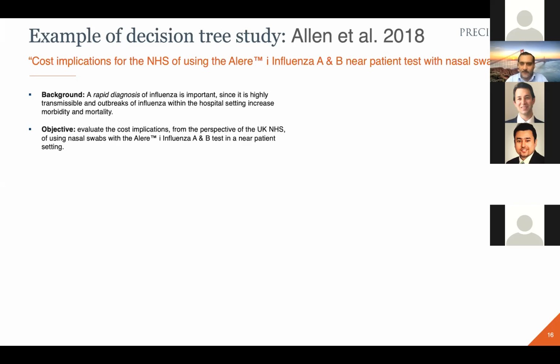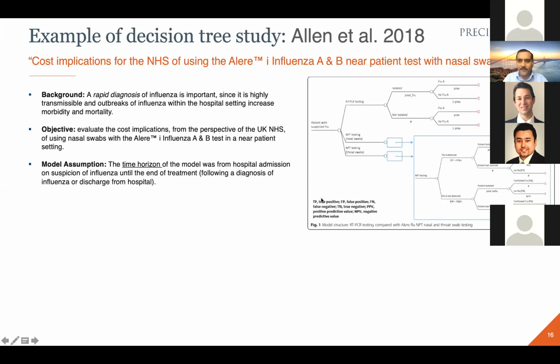So, can we do a cost evaluation? That was the goal, for influenza. And they evaluated these different outcomes and the costs associated. So just to give you an idea, how does the decision tree look for that?